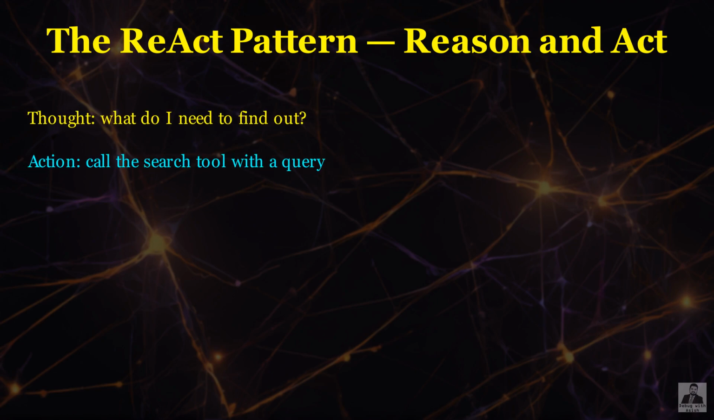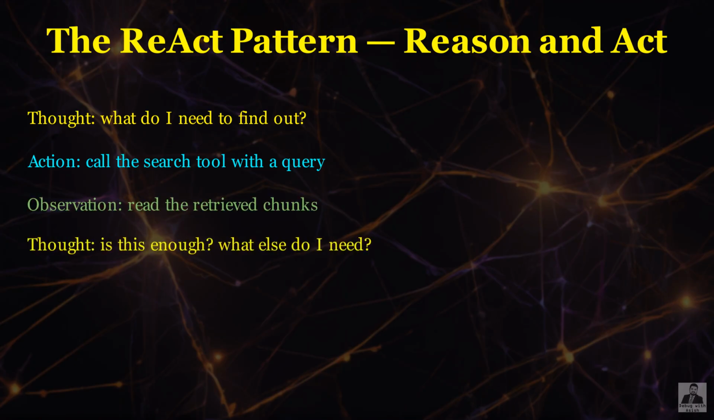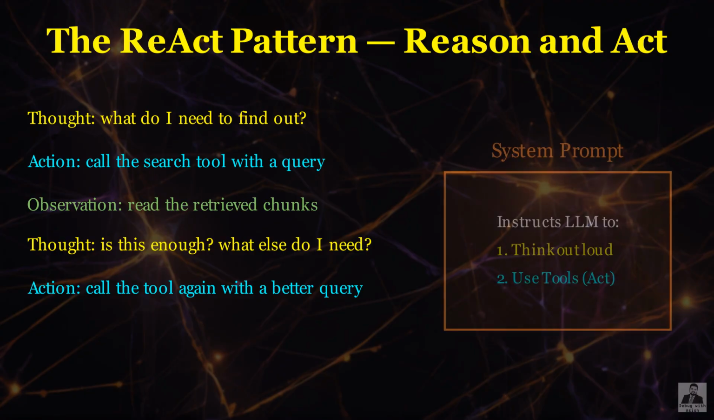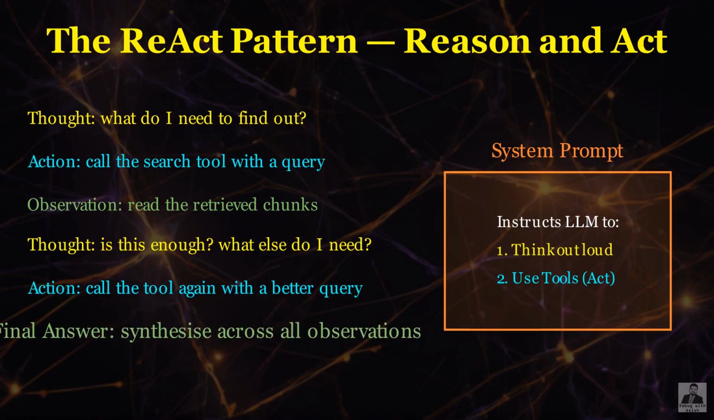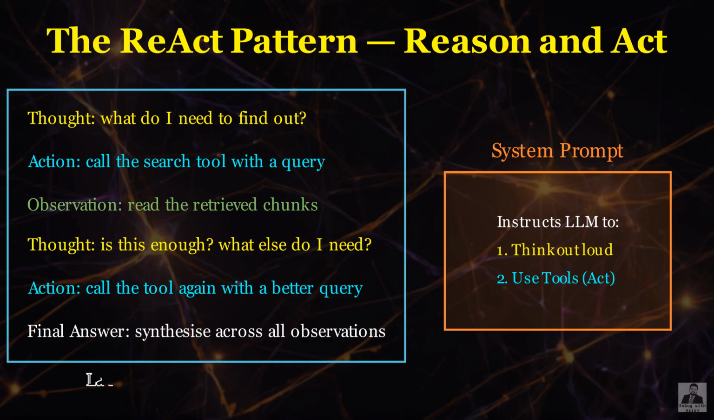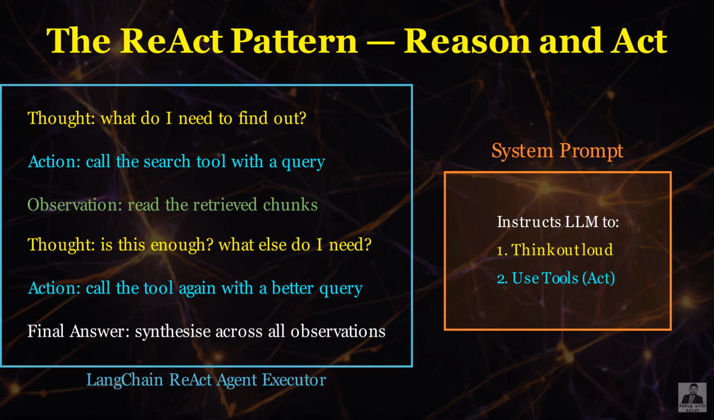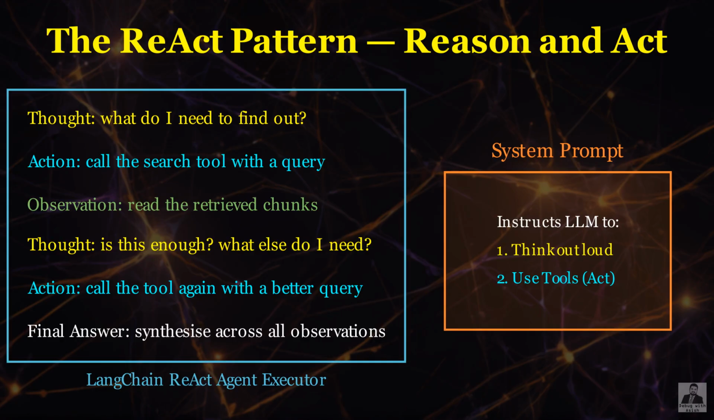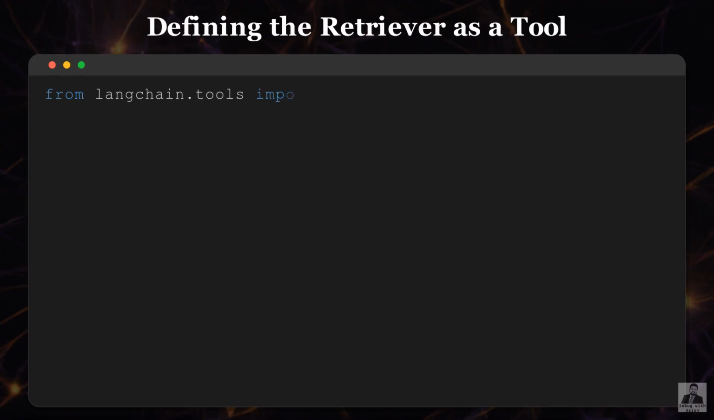The ReAct pattern stands for reason and act. The model alternates between thought steps where it reasons about what to do and action steps where it calls a tool. After each action, it observes the result and decides what to do next. This pattern is implemented by giving the language model a system prompt that instructs it to think out loud before acting, and a set of tools it is allowed to call. LangChain provides a ready-made ReAct agent executor that handles the loop automatically.